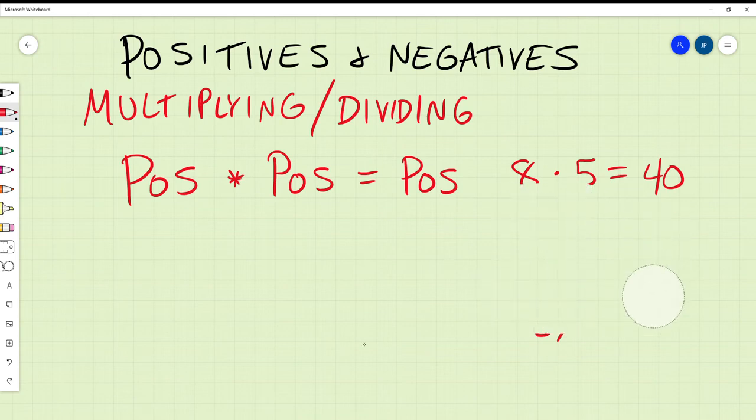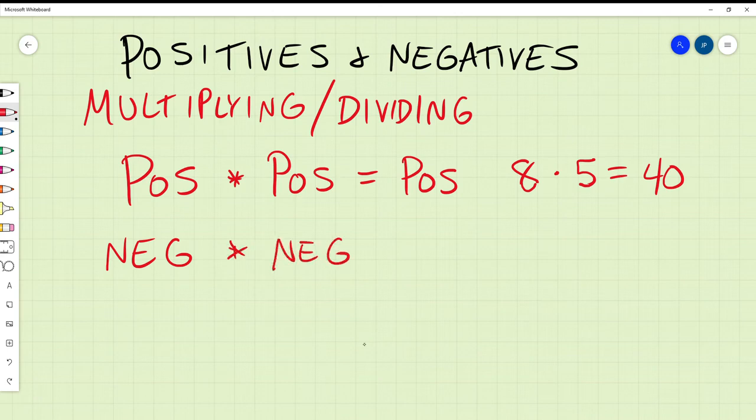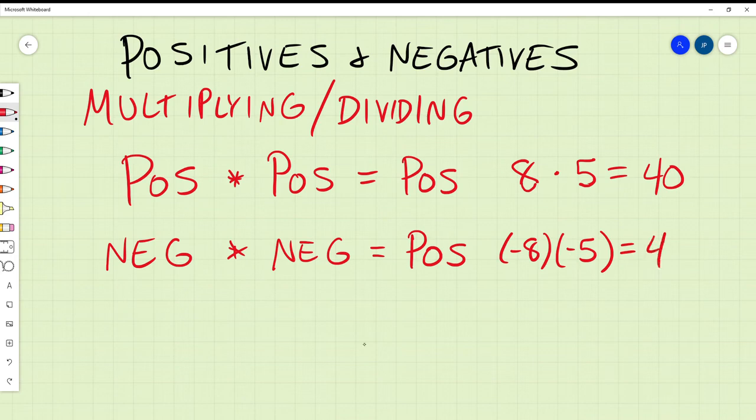So, going back to the positives and negatives, another situation that we'll have is a negative number times a negative number. And that every time is actually going to lead to also a positive number. So we might have negative 8 times negative 5. We've got two negatives multiplied by each other. Our answer is going to come out to be still a positive number.